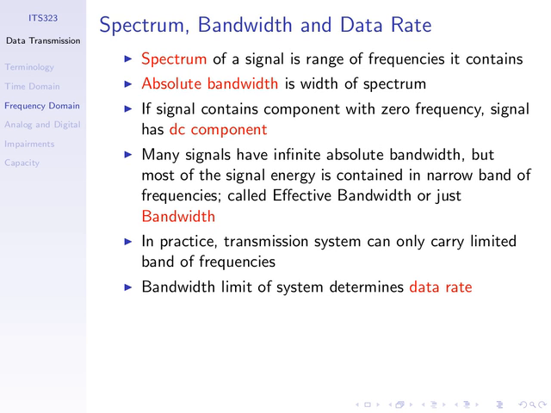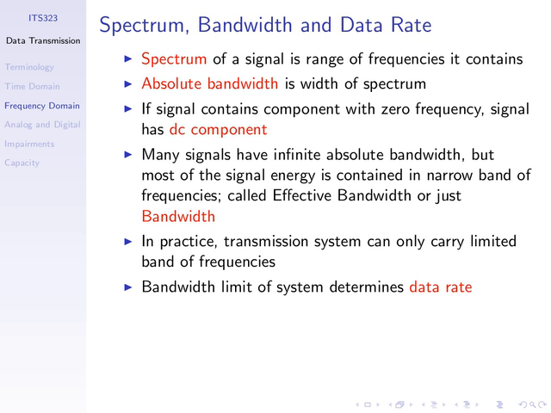How about the spectrum? The spectrum is the set of frequencies contained in that signal. How many components? 3. What is the frequency of the first component? 100. 100 Hertz. Yes. Second component? 300. Third component? 500 Hertz. That's it.